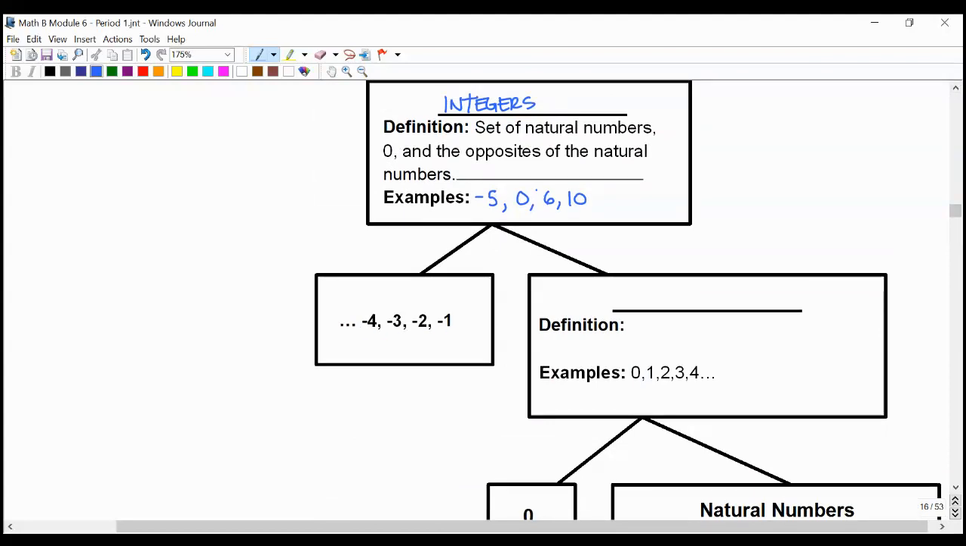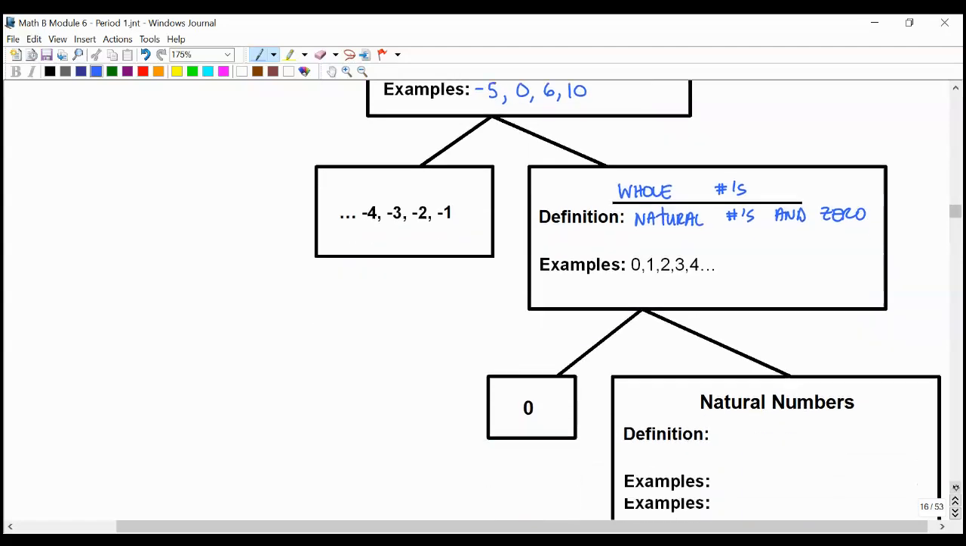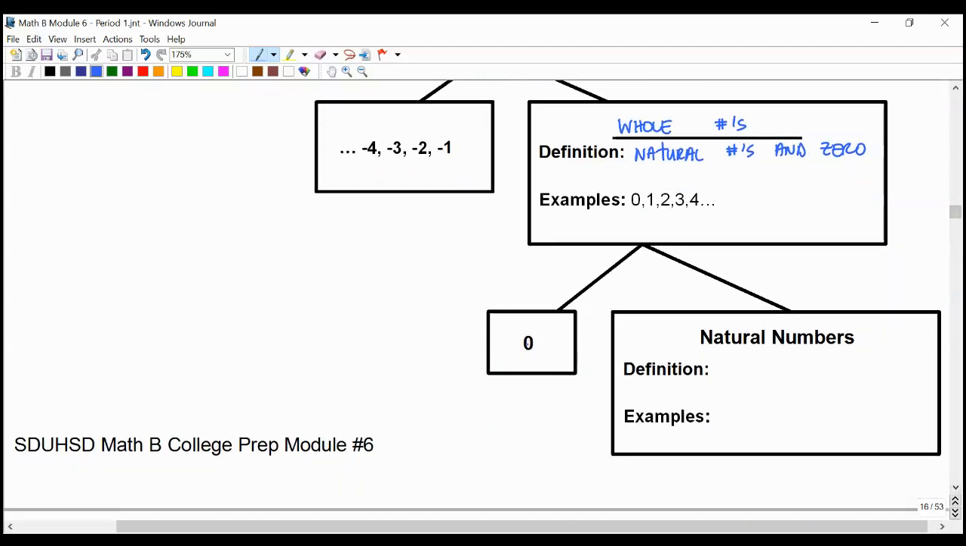And then from there, we're going to work our way down to a smaller group, which is known as whole numbers. Whole numbers don't include these numbers over here. Kind of helps us understand the difference here. And whole numbers are natural numbers and 0. And there's 0. There's our example. And then 0 is over here because it's not part of natural, and natural is counting numbers.